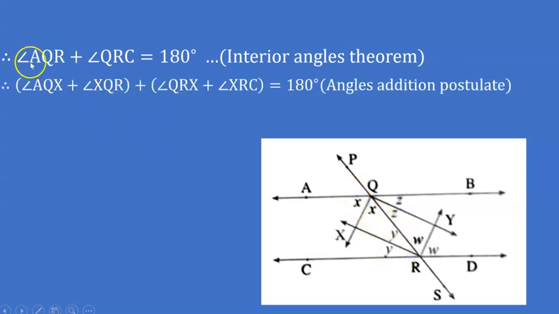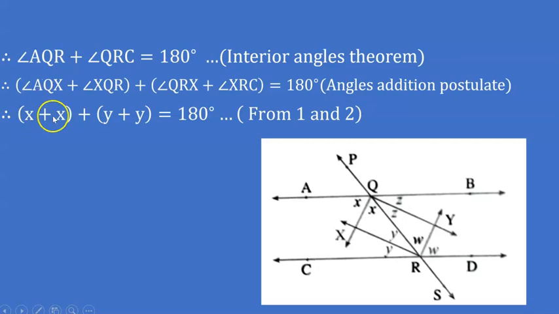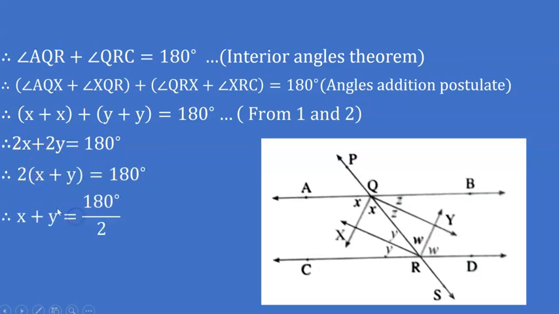Now this AQR we can split like this: AQX plus XQR. Similarly, QRC can be written as QRX plus XRC, and that is equal to 180. Means x plus x, next bracket y plus y, is equal to 180. That is 2x plus 2y is equal to 180. Take 2 as common, then you will get x plus y is equal to 180 upon 2. That is x plus y is equal to 90 degrees.